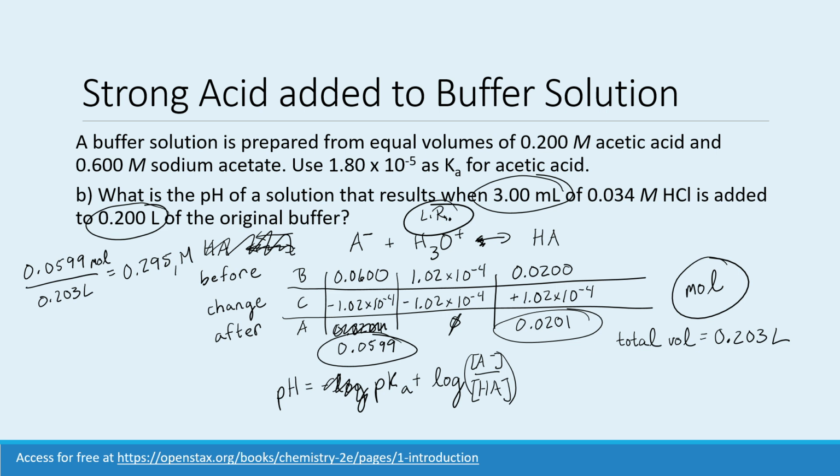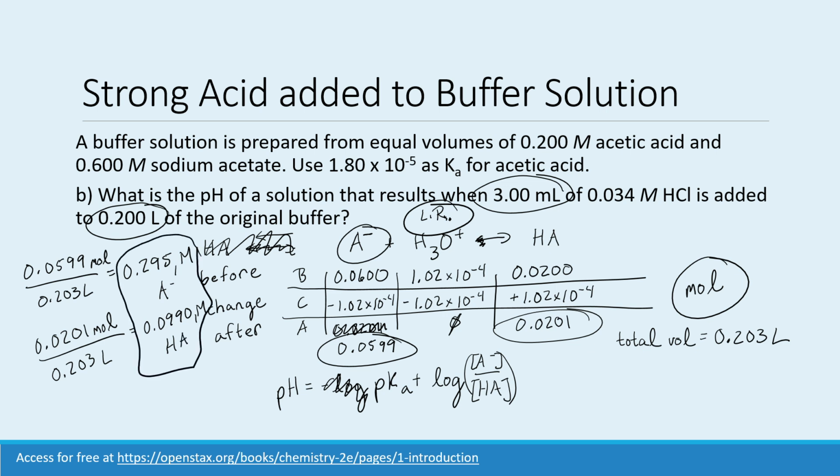Okay, so moles divided by liters, and we get 0.295 molarity, and that is for the conjugate base. So that is the molarity of A negative. And we'll do the same thing for the weak acid. You've got the 0.0201 moles divided by the 0.203 liters. And that will give us 0.0990 molarity of the weak acid.